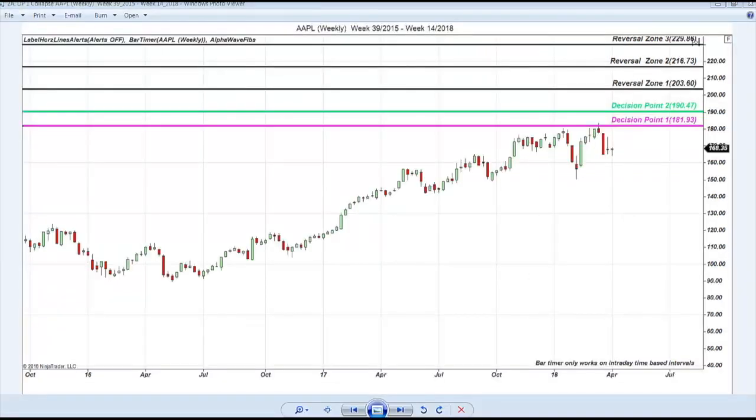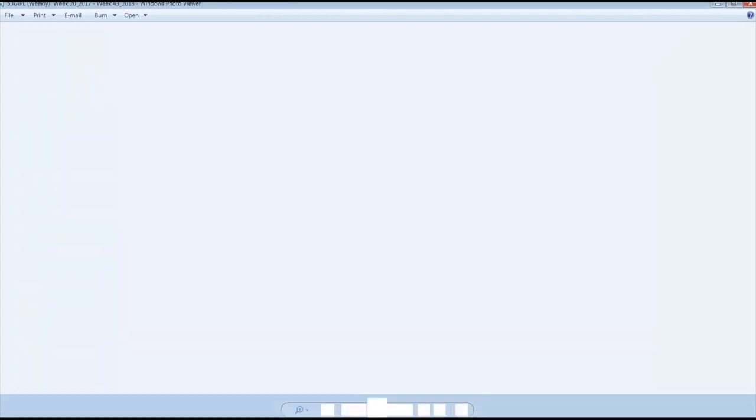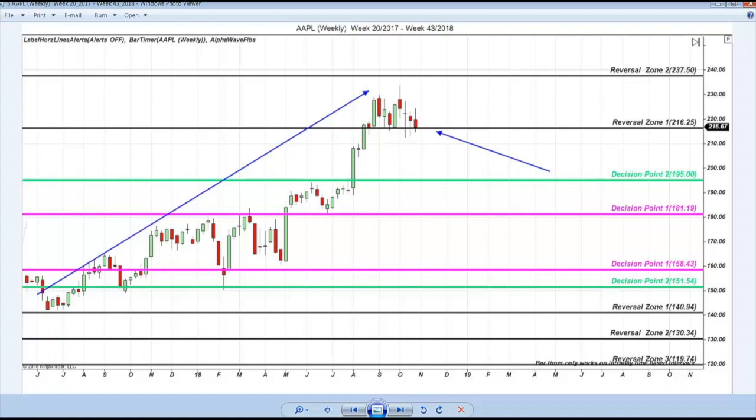Here's exact same dance on Apple. This is Apple at the start of 2018. Do you see reversal zone on Apple next? Apple reaches reversal zone 10 months later. What does Apple do? Comes out with spectacular earnings. Does it mean anything? Of course it does not. This is reversal zone, just like on S&P, just like on oil.